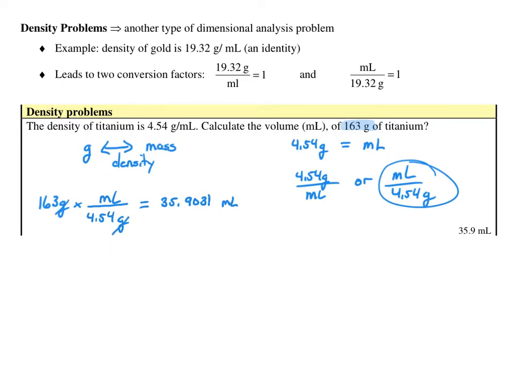The setup indicates that we use division. 163 divided by 4.54. We get our calculator answer. To worry about sig figs, 163 has 3, so we know our answer has to have 3 sig figs. And we get our final answer.